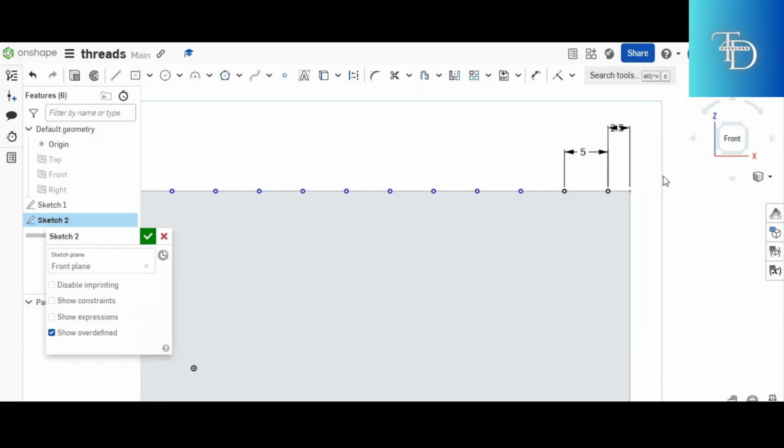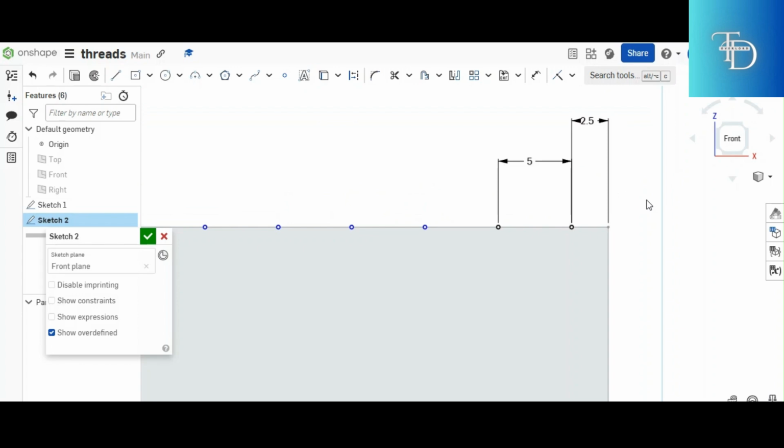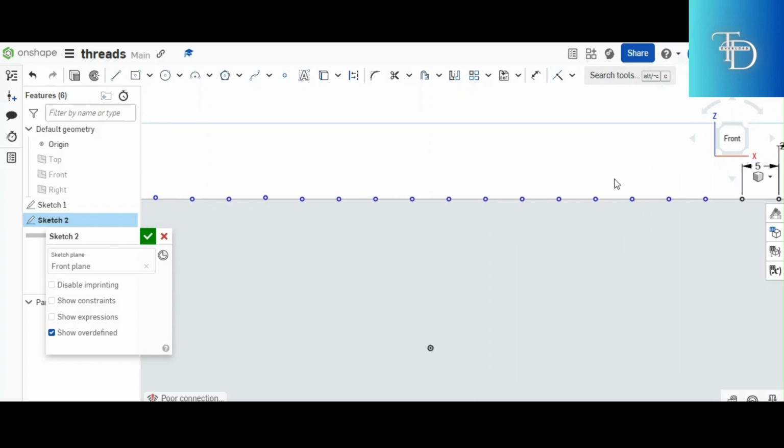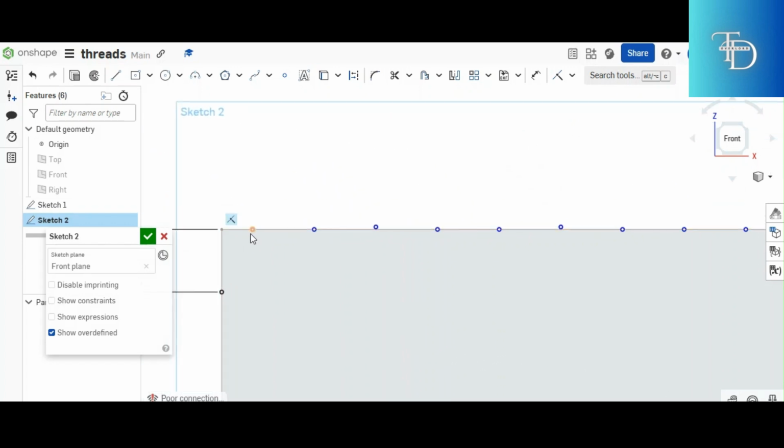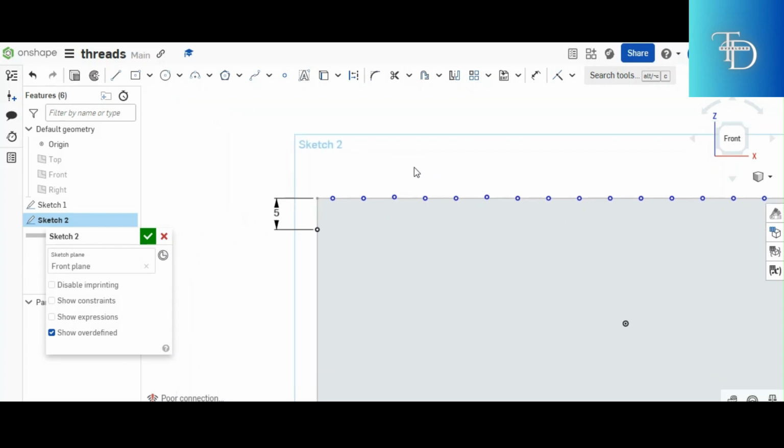So let me zoom in for you so that you can see clearly. You start with a half pitch. The half pitch is 2.5, which is half of 5. And then from the half pitch point, you start marking full pitches, 5, 5, 5, 5, all the way up to the end point. And on the end point, it's gonna leave the same space of a half pitch, because you started with the half pitch.